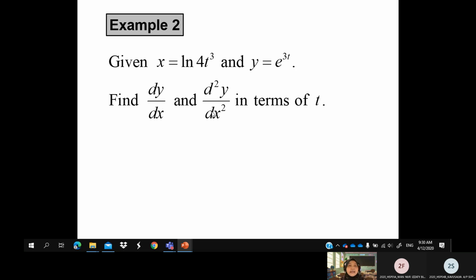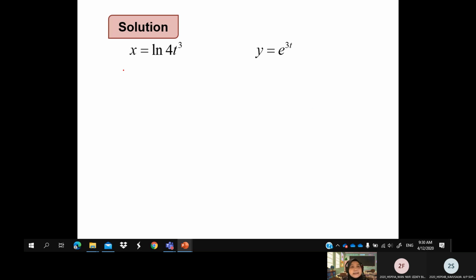Given x equals ln 4t cubed and y equals e to the power 2t, find dy/dx and d²y/dx² in terms of t. Differentiate x with respect to t. For the ln, differentiate the 4t cubed using the power rule instead, so we get 12t squared. Simplify, then that's settled.